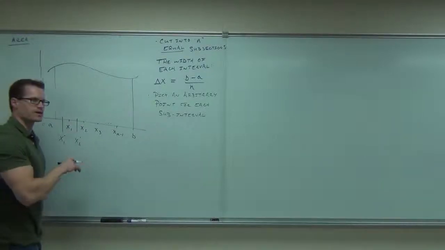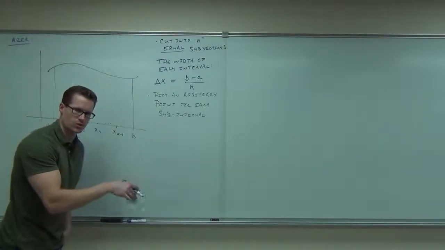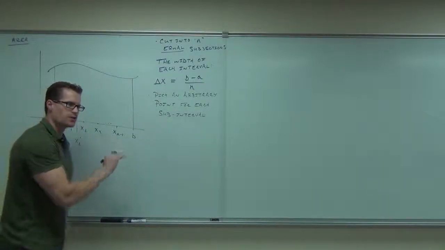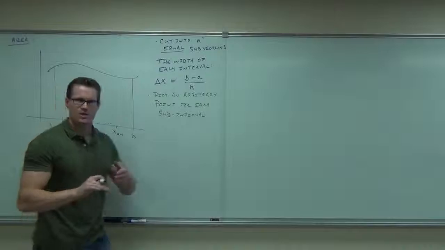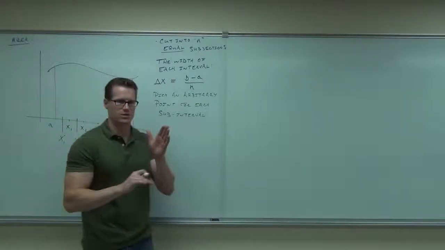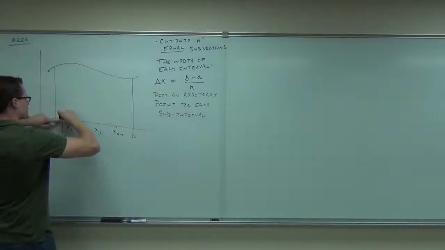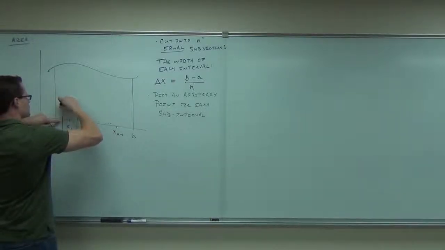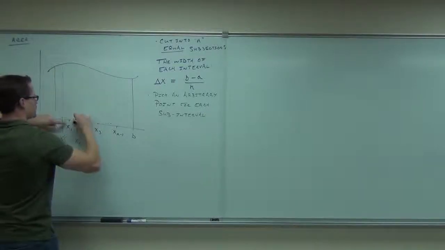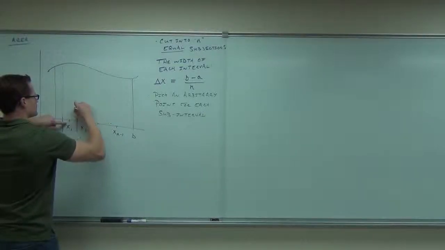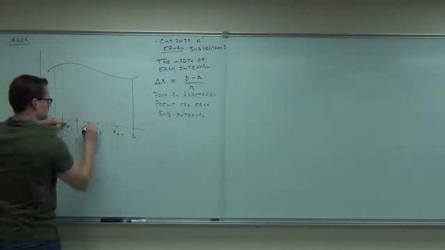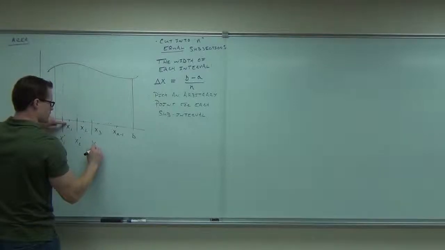Here's what we're going to do with x1 dot and x2 dot and so on. We're going to take those x values, plug them into our function, and that's going to give us the height at that exact point. Does that make sense to you? So what we're basically doing is saying, I want you to find the height here. I want you to find the height here. And I want you to find the height here at x3 dot.